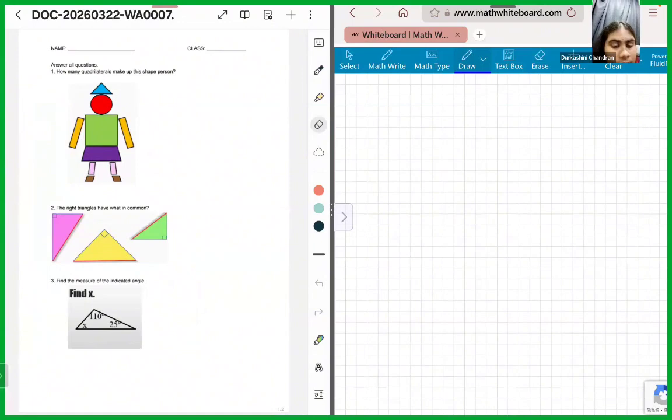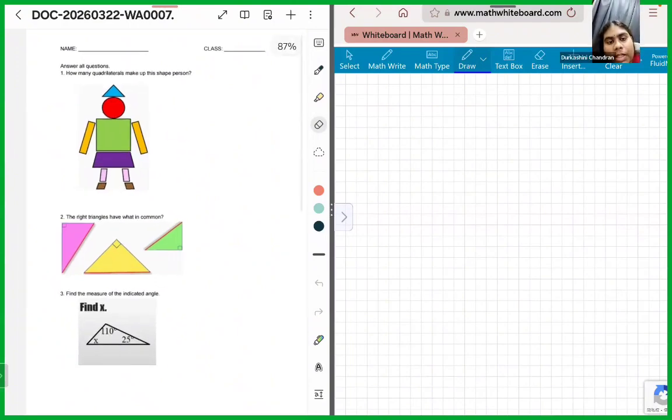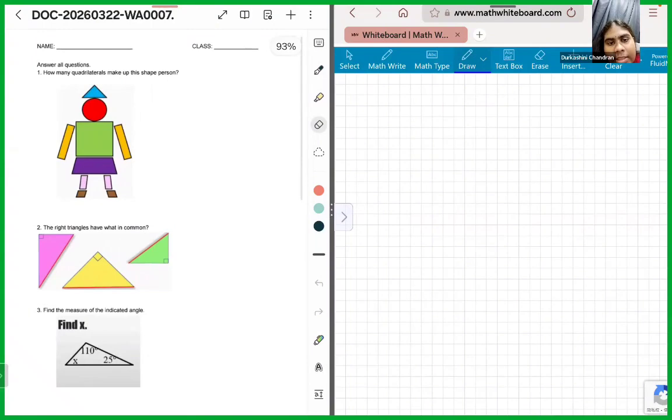Teacher, I have a question. Is the first question about the quadrilateral? Does it count the body parts as shapes? You just count how many shapes are quadrilaterals. Okay, thank you.